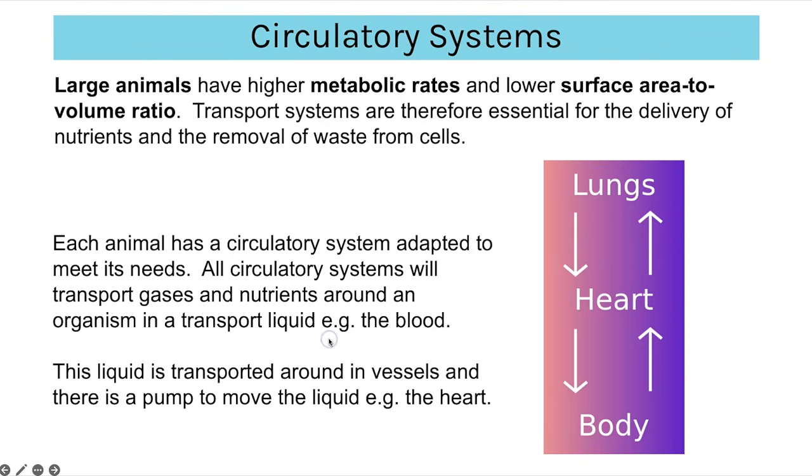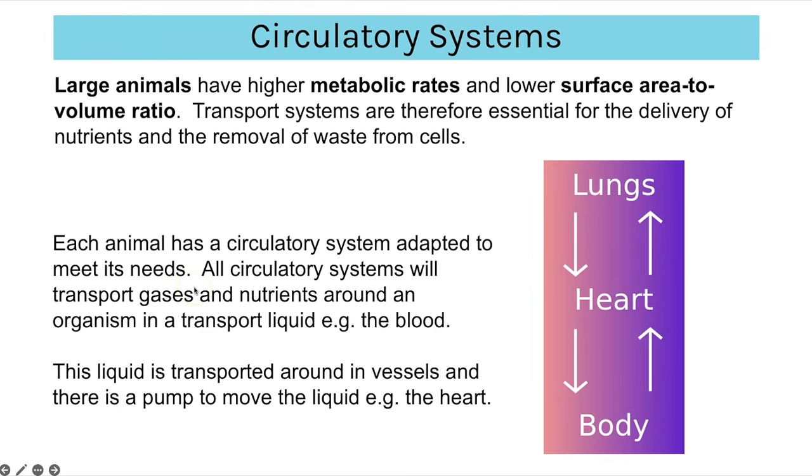So starting with the circulatory system, large animals require circulatory systems because they have high metabolic rates, which means they're doing lots of chemical reactions at a very fast rate, but they have a lower surface area to volume ratio. So they need to have these transport systems to ensure that they are getting the resources that they require for the chemical reactions, whilst also removing the waste products.